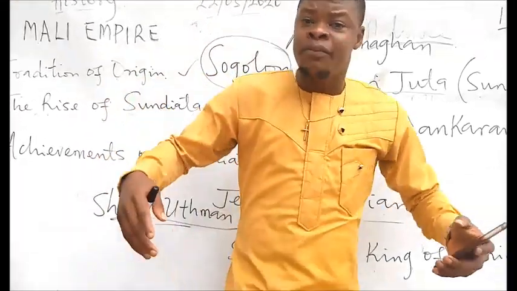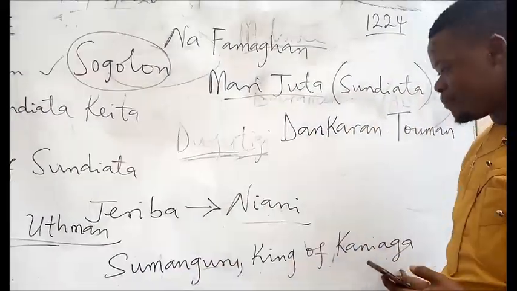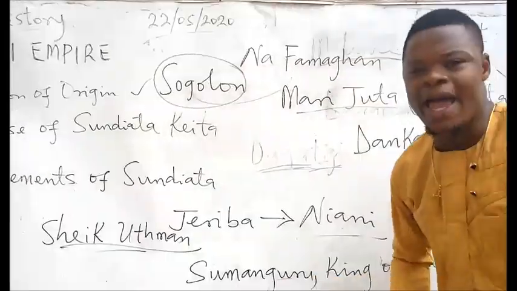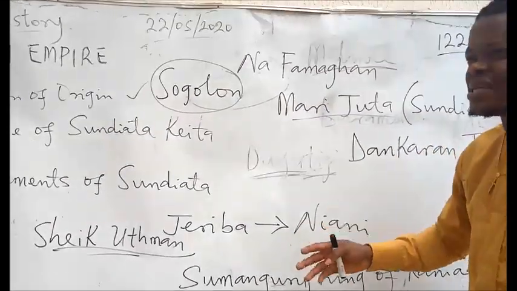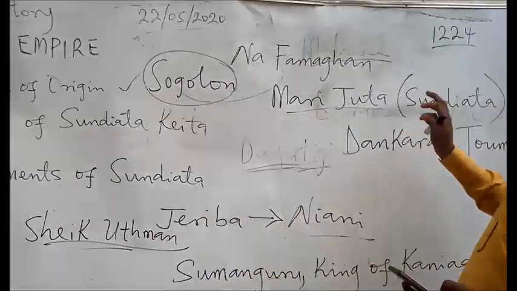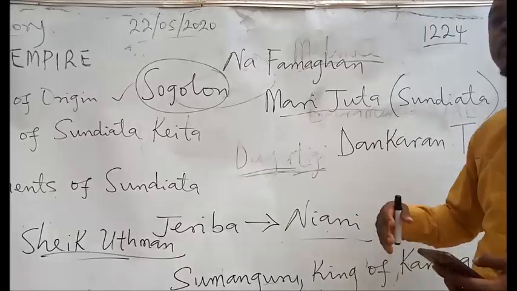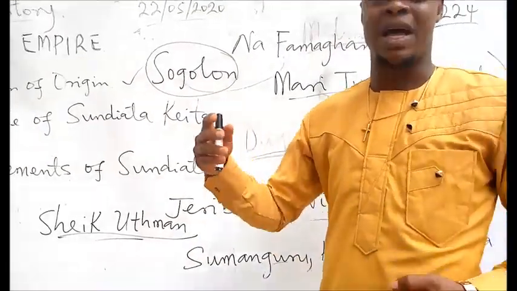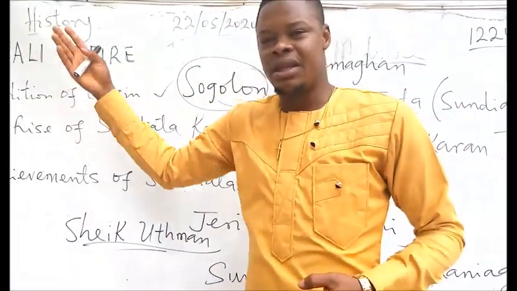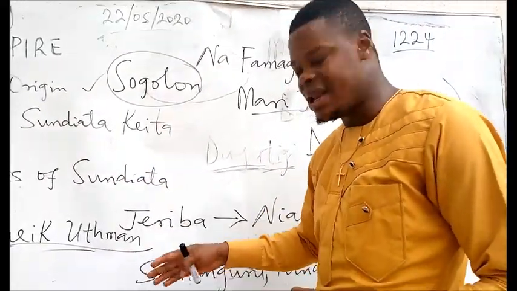And then, remember this man was the man who conquered the Kangaba Empire, Sumanguru, king of Kaniaga. So because he was ruling the empire with oppressiveness, he was oppressing the people. The people now started rebelling against him when Dankaran Tuman was still the king. Of course, Dankaran Tuman was a puppet leader. You know what a puppet leader is? A puppet leader is someone that was working for Sumanguru. But the people started rebelling against Sumanguru.